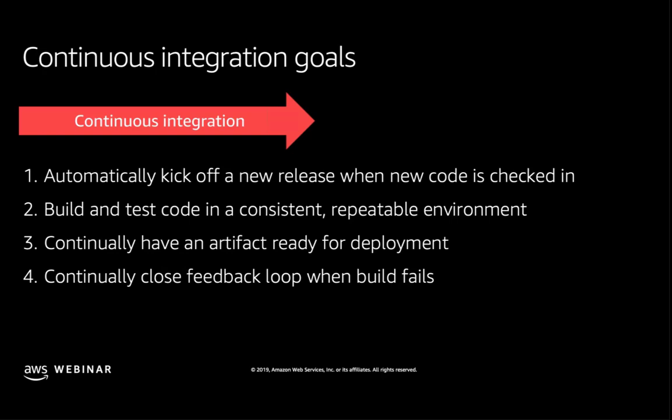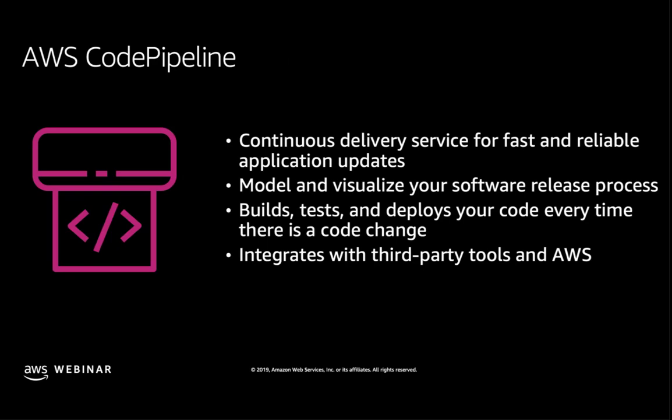So we have a service called AWS CodePipeline that you can use to help you with this. CodePipeline is a continuous delivery service which allows you to do fast and reliable application updates. It also allows you to model and visualize your software release process, and it can run a set of builds, tests, deploys every time there's a code change.